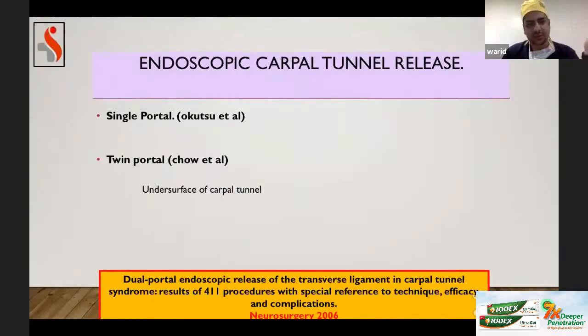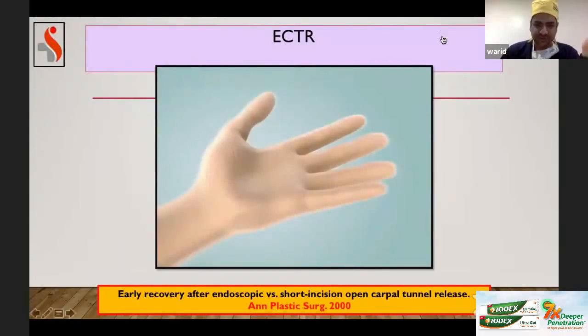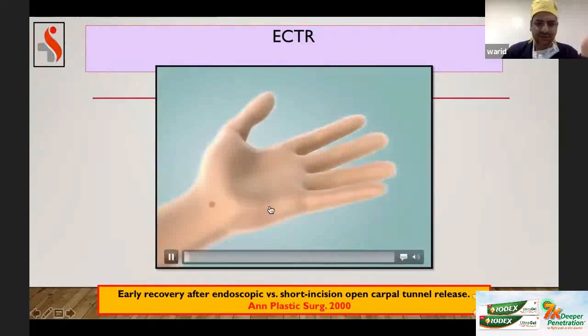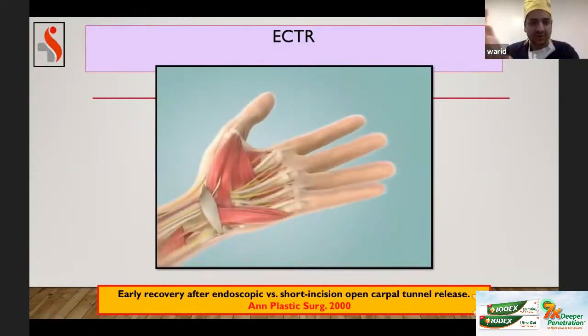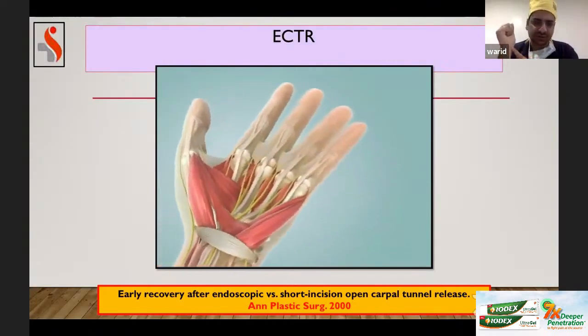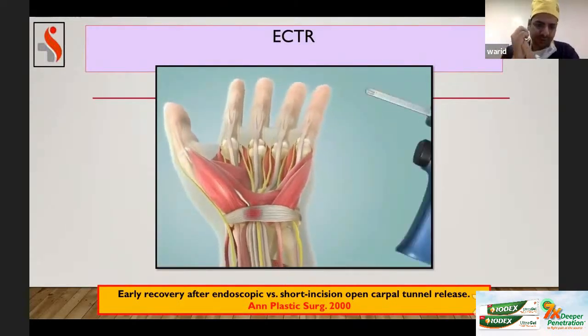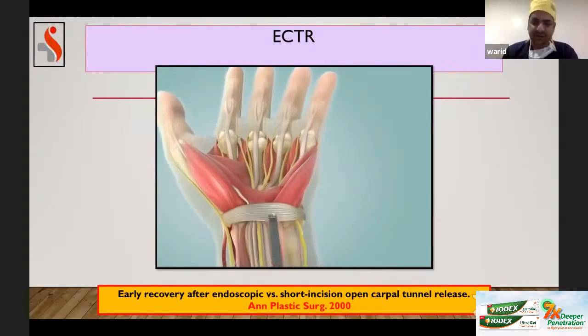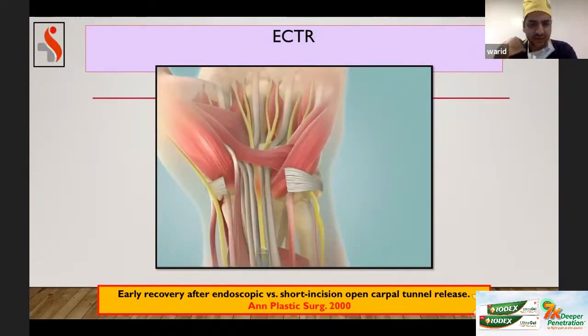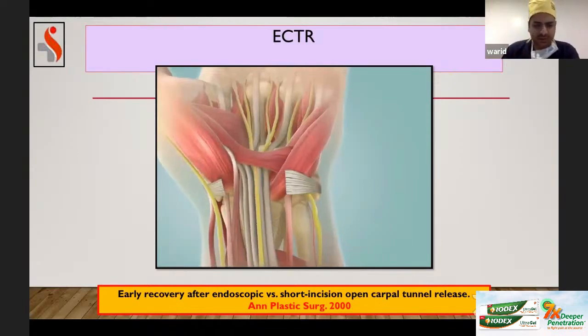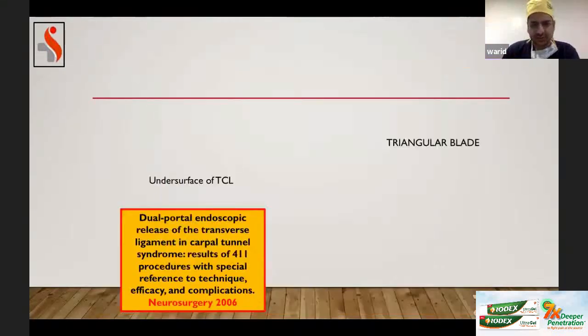There can be single portal or twin portal. Usually, if we do it here, we do a single portal technique. This is a small animation about how it is done. You take a small incision in the wrist crease, just proximal to the proximal crease, and a single portal technique is done. You insert the scope and just cut in a retrograde manner. So that is a very short surgery.